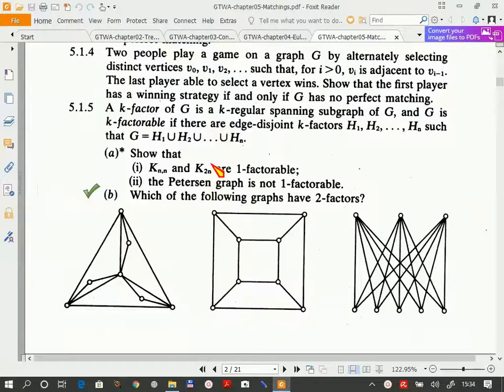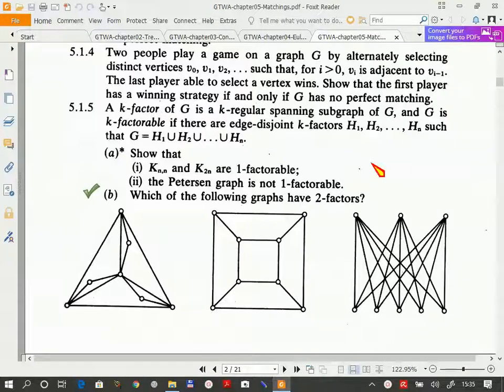What is a k-factor of graph G? It is a k-regular spanning subgraph of G. K-regular, what does k-regular mean? It means that every vertex has degree k. What does spanning mean? That all vertices are inside, okay? Nobody says that it should be connected. It could have, and in general has, several connected components.